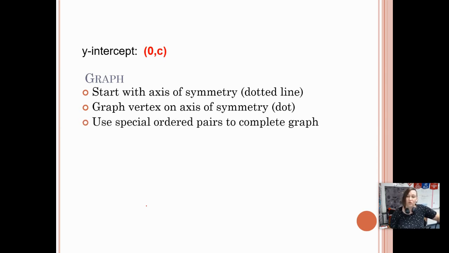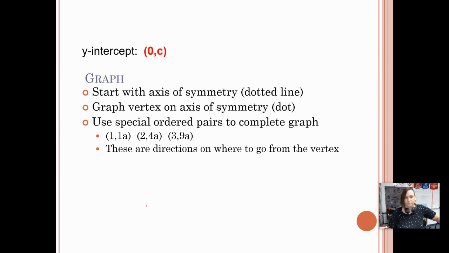Next, we're going to use some special ordered pairs to complete the graph. The special ordered pairs are (1, 1a), (2, 4a), and (3, 9a), and we'll talk about those a little bit more tomorrow when we start actually graphing. The special ordered pairs are called special ordered pairs because they're directions on where to go from the vertex. They do not get graphed from the origin like most ordered pairs do. And again, we'll talk about that a little bit more tomorrow when we actually start graphing.